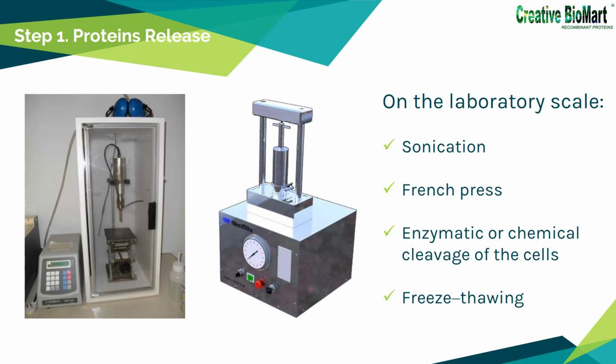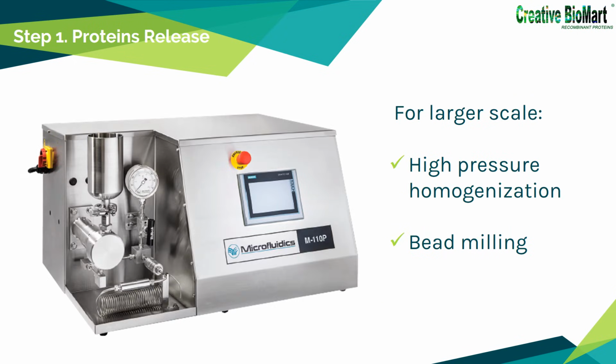There are several methods to disrupt the cell membrane. Sonication is a common method. Others include French press, enzymatic or chemical cleavage of the cells, and freeze-thawing. For larger-scale continuous disruption, high-pressure homogenization or bead milling are widely used.